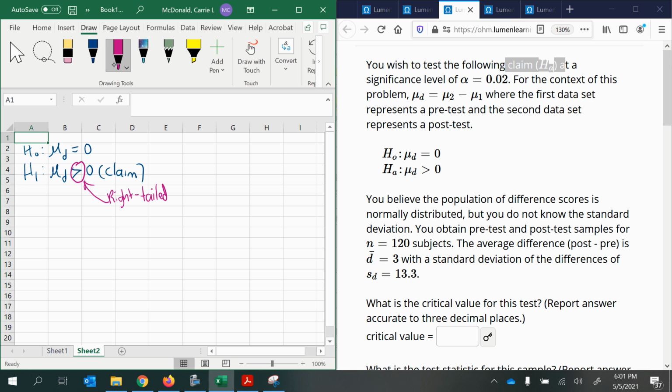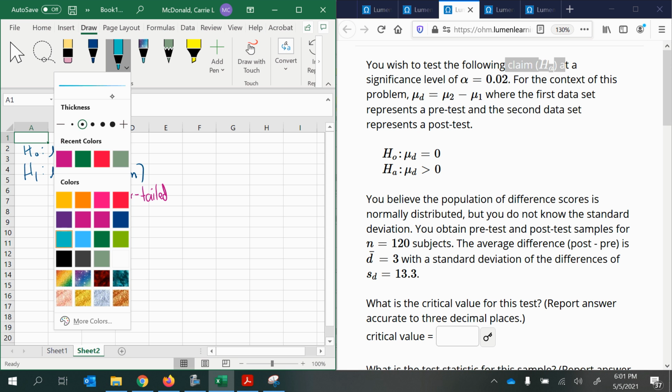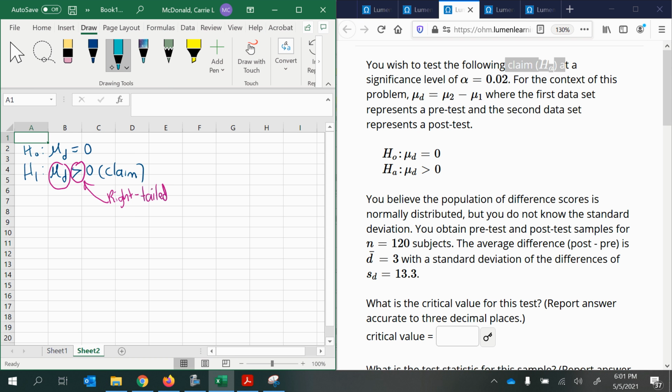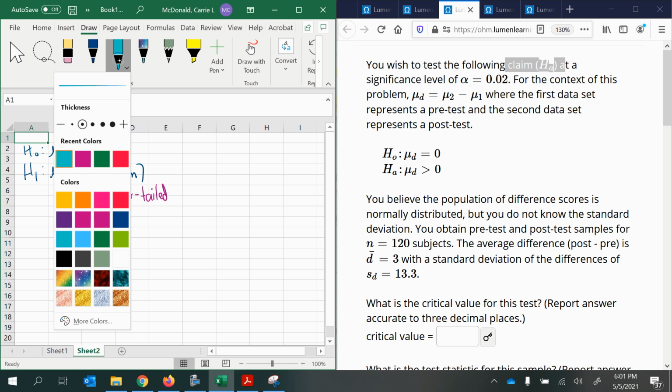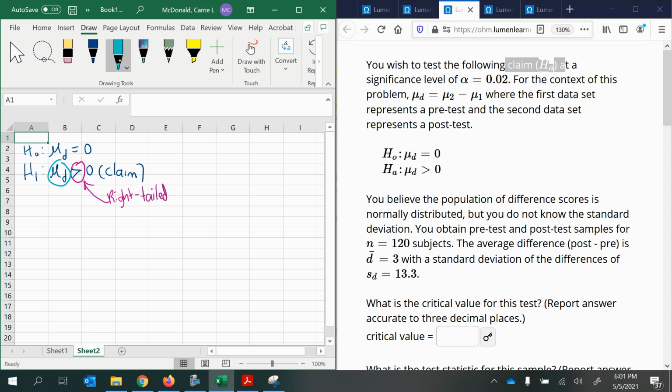And because this is a test about a population mean where sigma is unknown, and why is sigma unknown? Or you could also just say it's paired data. Whenever it's paired data, it's going to be a t-test. Or anytime it's a claim about a mean where sigma is unknown. Because we know S instead of sigma. We know the sample standard deviation, but not the true population standard deviation. Then that makes this a t-test.